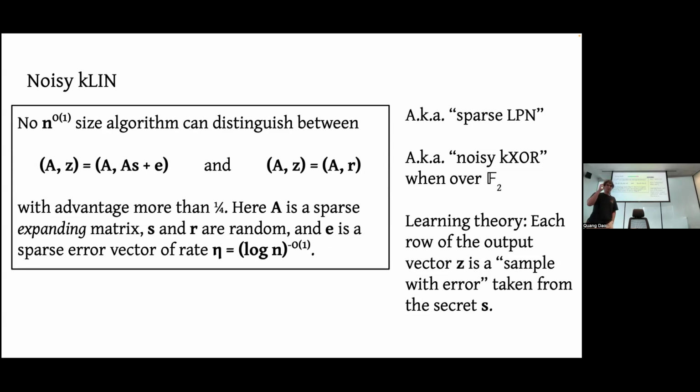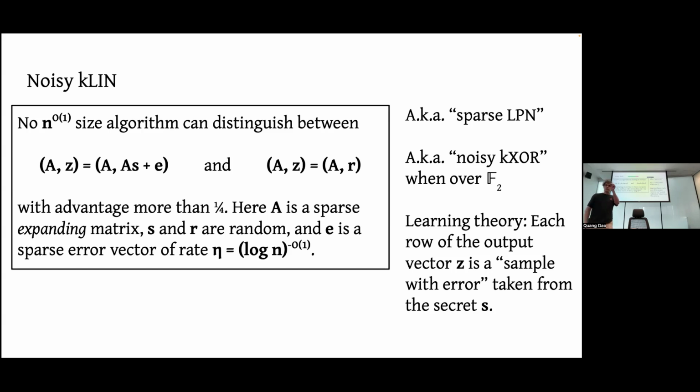This is actually known as sparse LPN in the literature, although generally when we think of sparse LPN, we think of a totally random matrix A. So we're saying that, okay, we can allow a little bit of structure in A, but it has to be expanding. It's also known as the noisy KXOR problem in literature, in the case that everything is over F2. This is just because you only have 0 or 1 values. So each sample is just an XOR of some bits from the secret. And there's one more perspective, which is from learning theory.